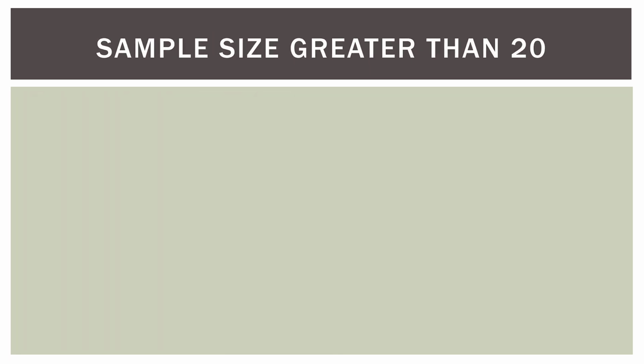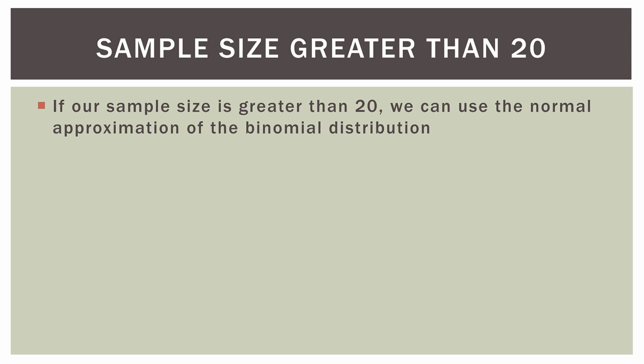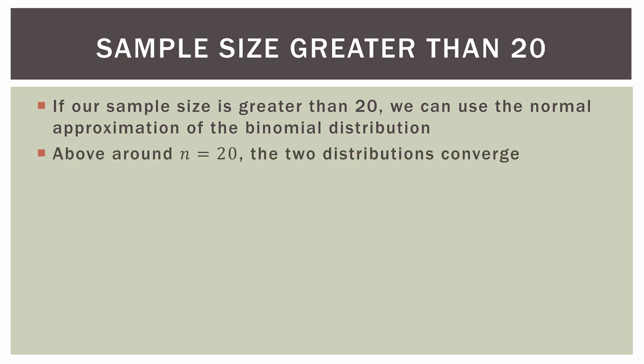Now, if our sample size is a little bit larger, say around 20 or so, what we can do is actually use the normal approximation of the binomial distribution. So around a sample size of 20 or 30, some textbooks will differ on this, but we'll say around 20, the binomial distribution, which remember is a discrete distribution.